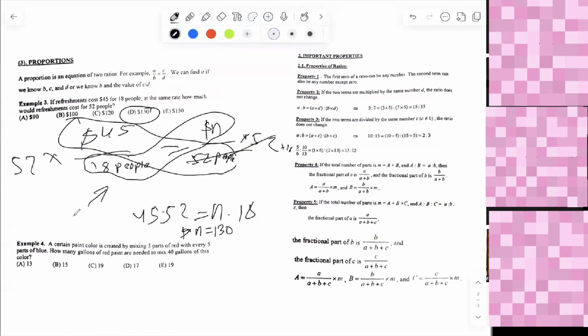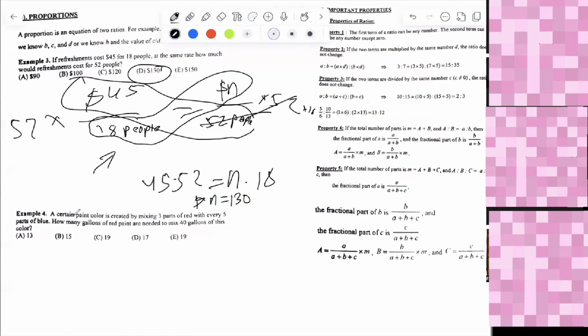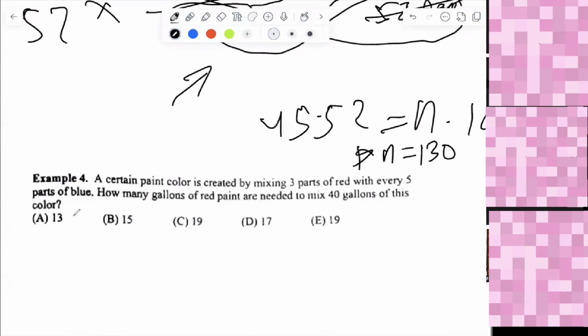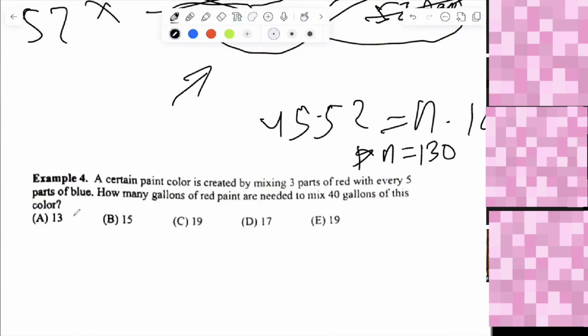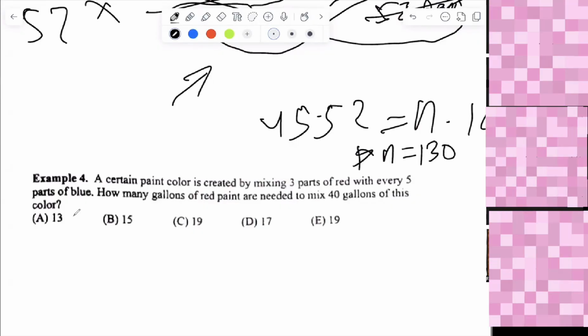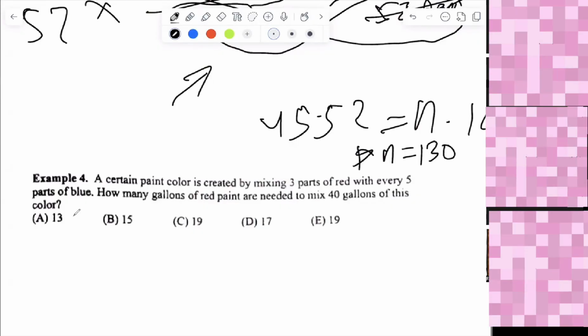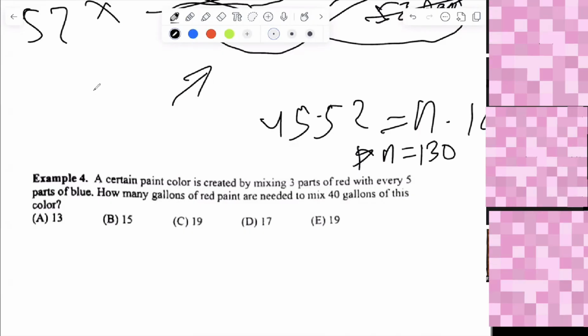Now let's move on to 4. A certain paint color is created by mixing 3 parts of red with every 5 parts of blue. How many gallons of red paint are needed to mix 40 gallons of this color? I'll ask you guys to try this question through chat.